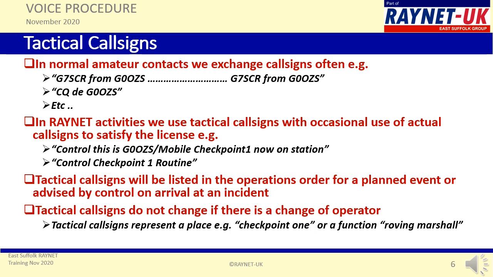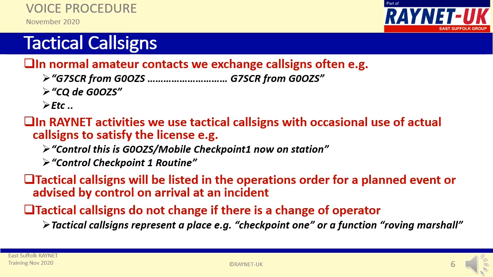So we might say, "Control, this is G0 Odessa Mobile, Checkpoint 1 now on station," once at the start of the day. And thereafter, we just say, "Control, Checkpoint 1 routine." And in some cases, with abbreviated procedure, we might even omit our own location and just say who we're calling if we're Control. Tactical call signs will be listed in the operations order for a planned event or advised by Control on arrival at a real incident.